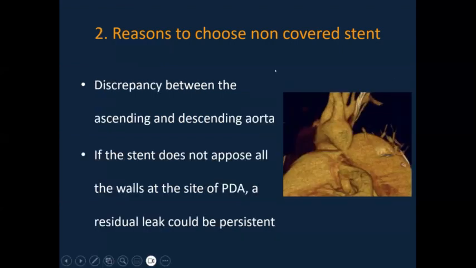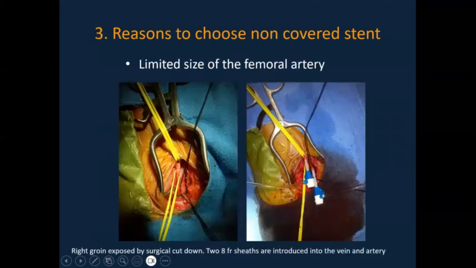Second issue that I had in my mind was, if I put a covered stent to close the PDA, because the distal aorta, descending aorta is so wide, if I do not cover the entire mouth of the duct with my covered stent, there would be a residual PDA as well. So once you have that, then it is impossible to close this PDA. So I chose not to put a covered stent.